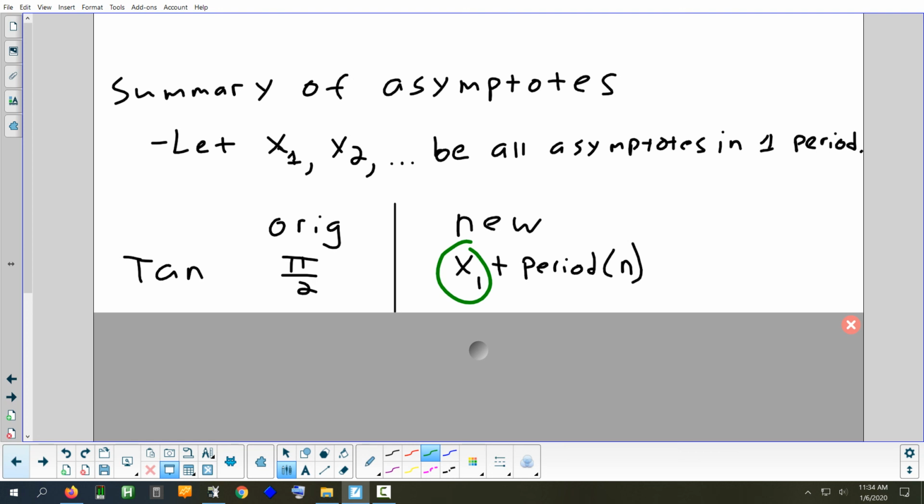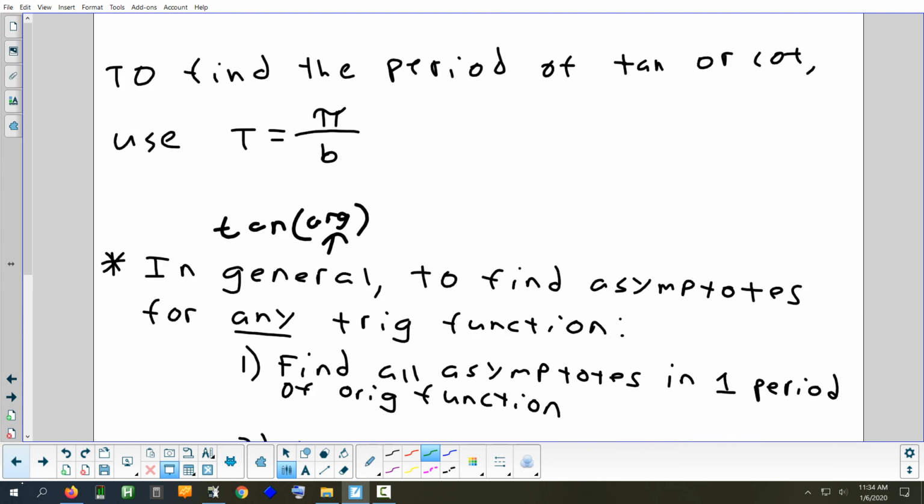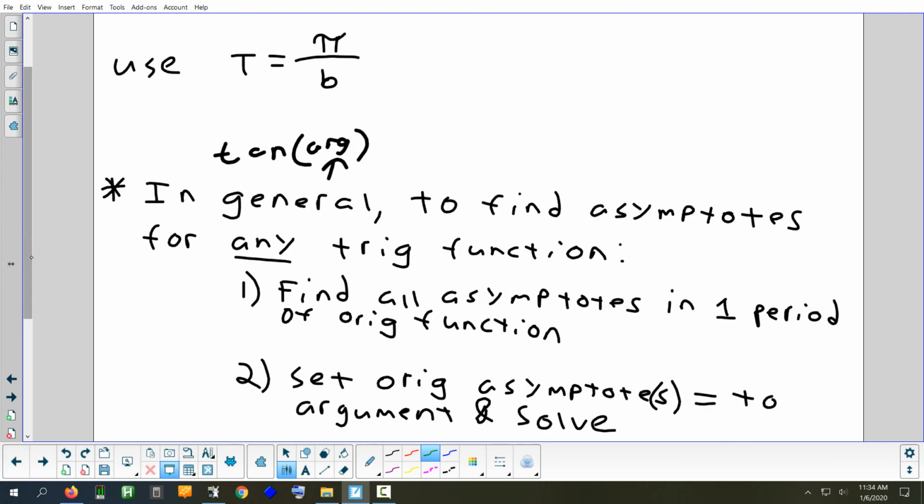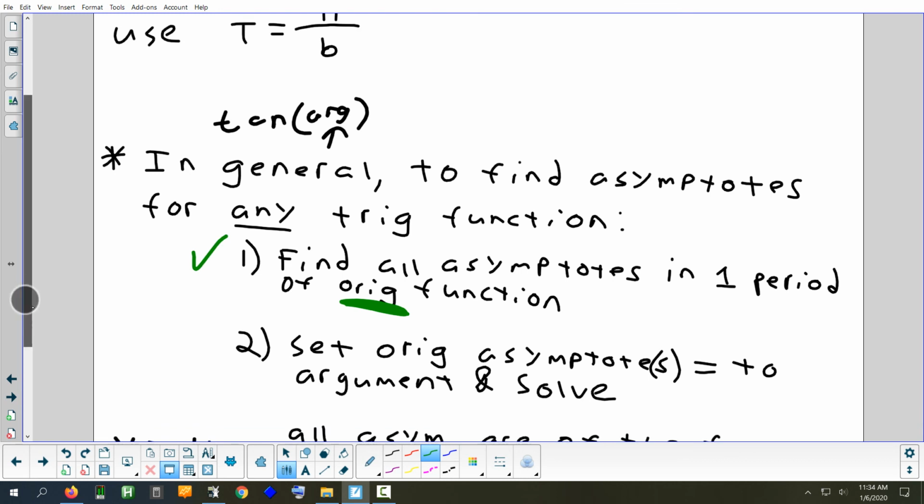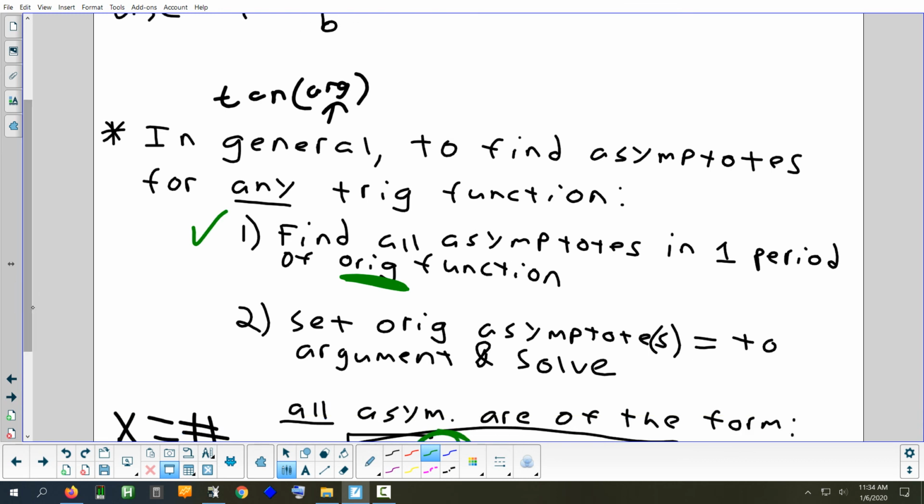This number, pi over 2, is going to help you to do step 1. Pi over 2 is in the original column. Step 1 says find all asymptotes in the original function. Well, you're not even going to have to find them. All you're going to have to do is look them up in that table. So step 1 is going to be done for you if you copy down this table. Step 2, yes, you have to do that by hand.